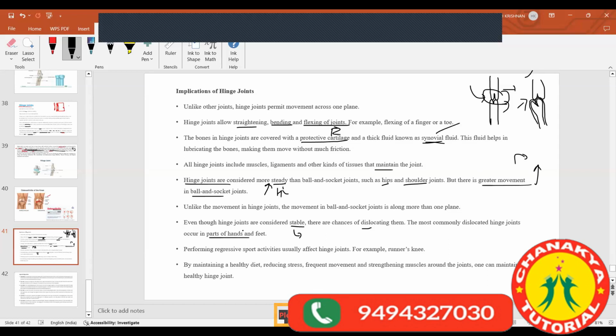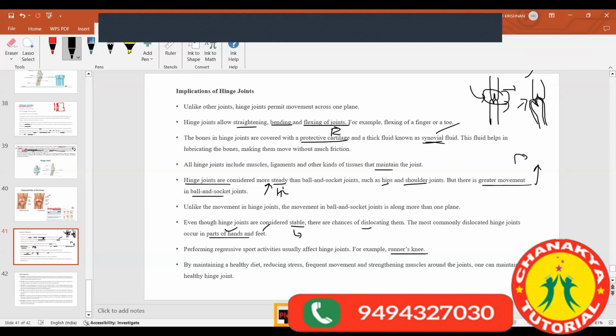Dislocation can occur in the parts of hands and feet. Both in the hands and feet, dislocation of bones is possible. Performing rigorous sports activity usually affects hinge joints.